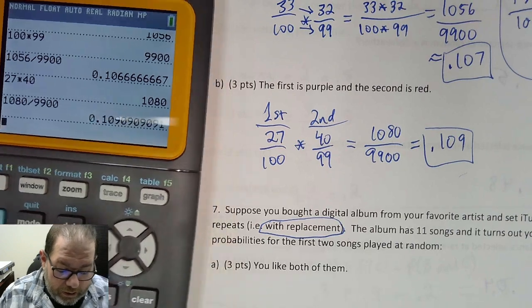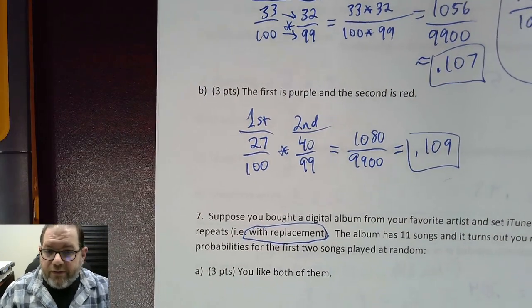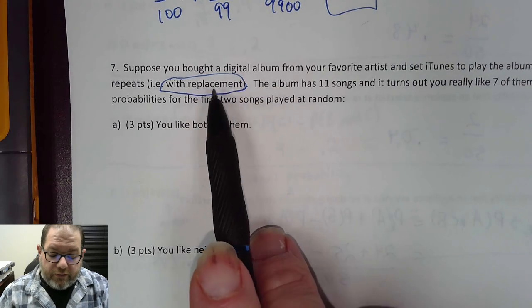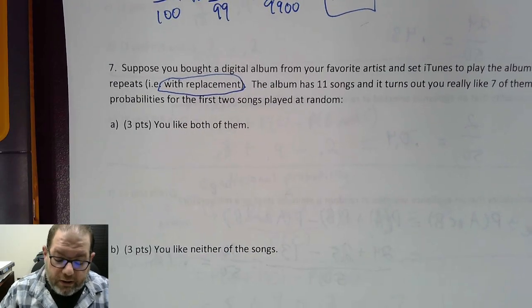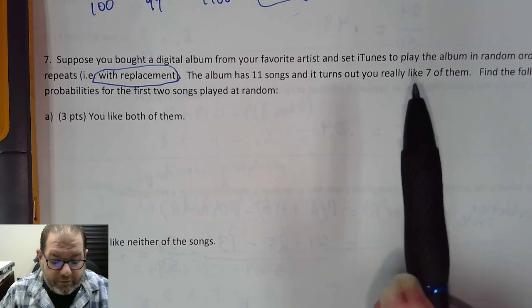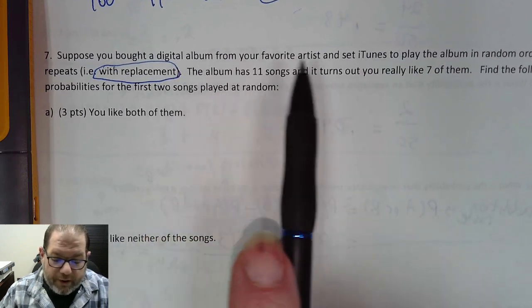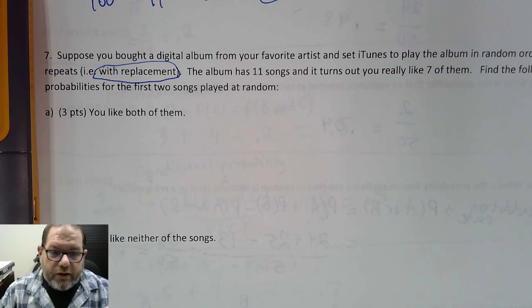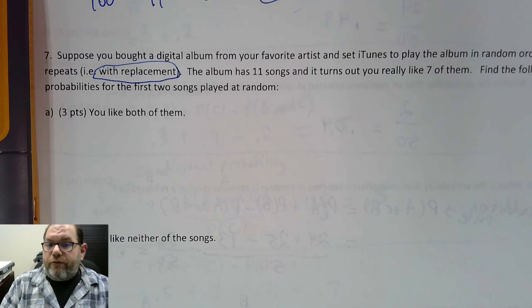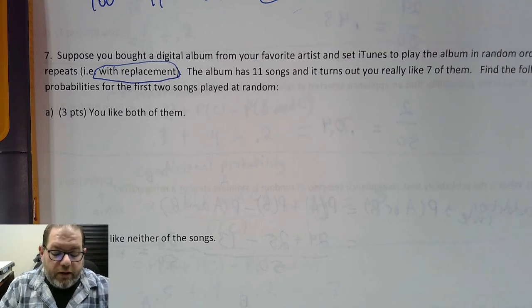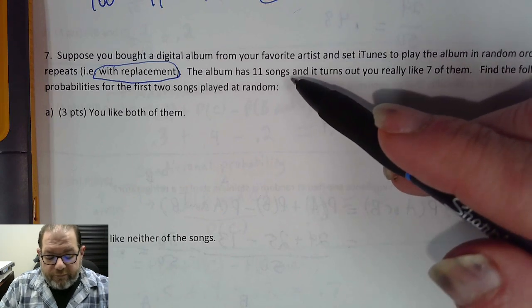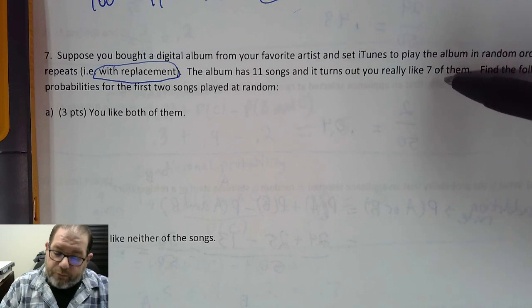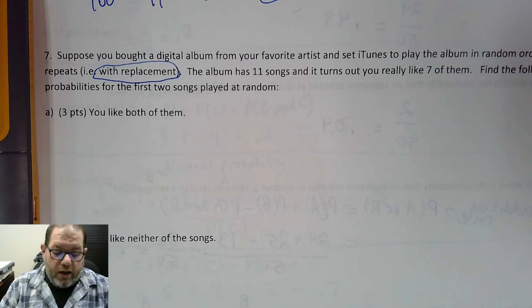Okay. So 7 now, like I said, it's a similar problem, but now this is done with replacement. That means it can repeat. I need to update this question because I don't think people buy digital albums from iTunes anymore. So I'll try to update that for the exam, make it more realistic. So anyway, maybe we just download the album and play the album. That's probably more realistic. But this particular album has 11 songs, and it turns out we really like 7 of them. Okay, but now remember, the songs can repeat as often as possible.